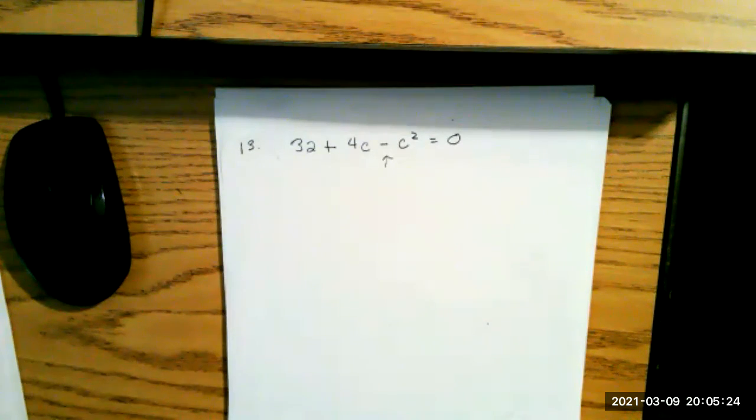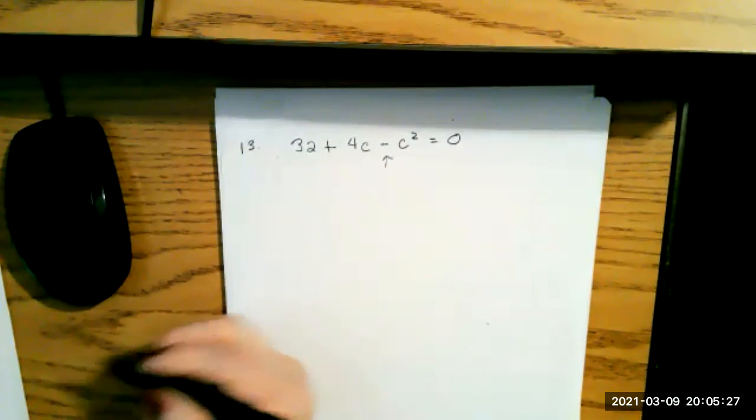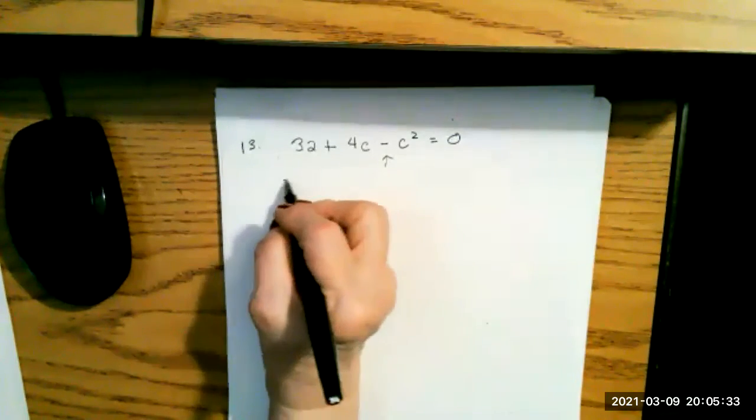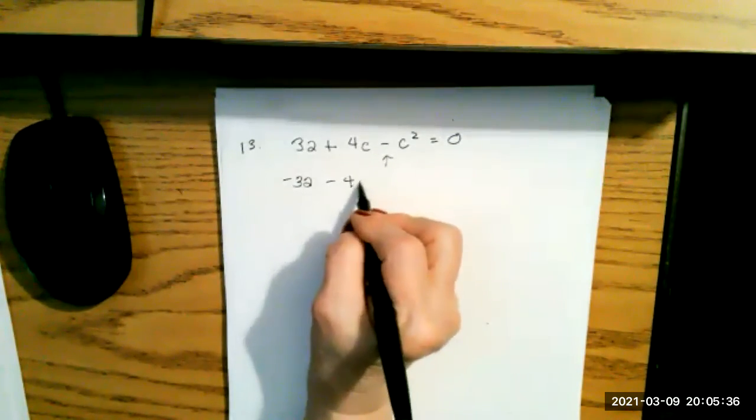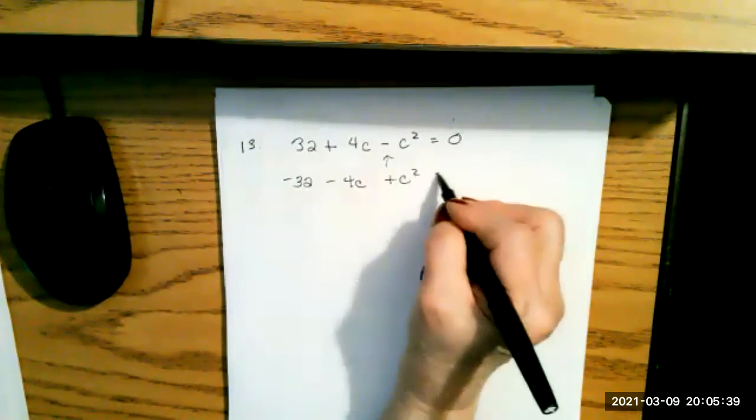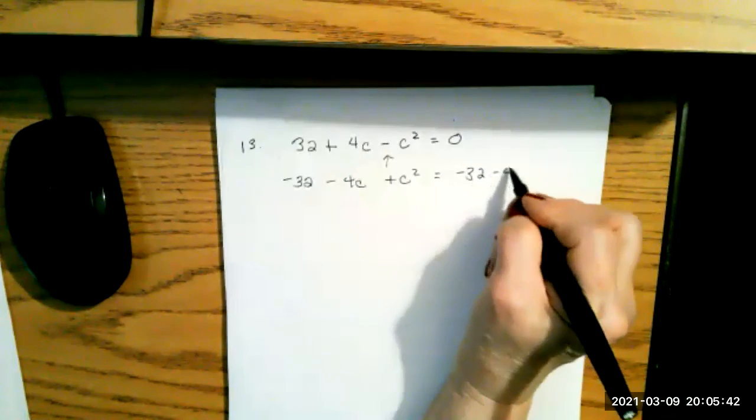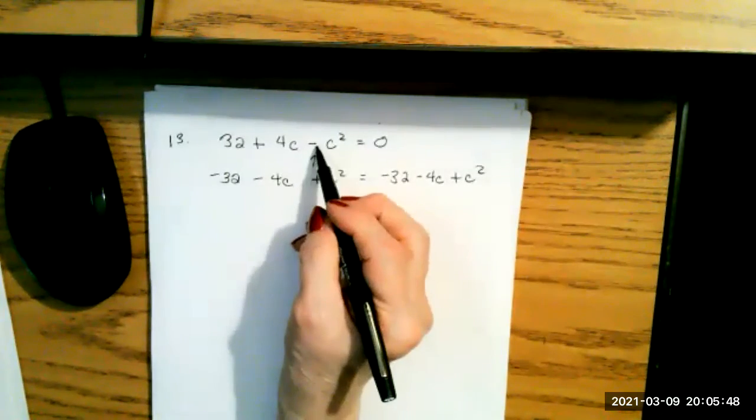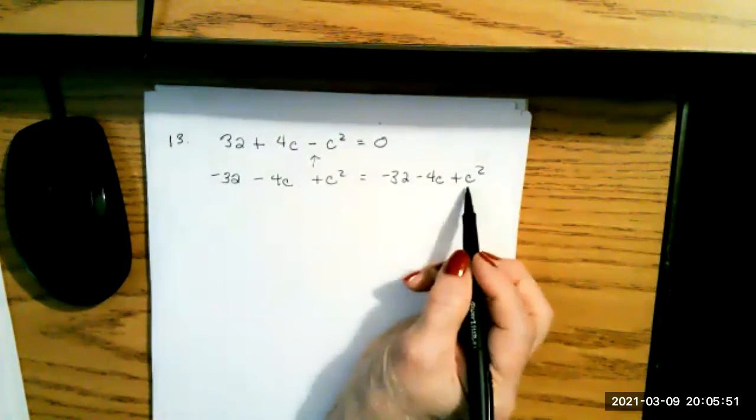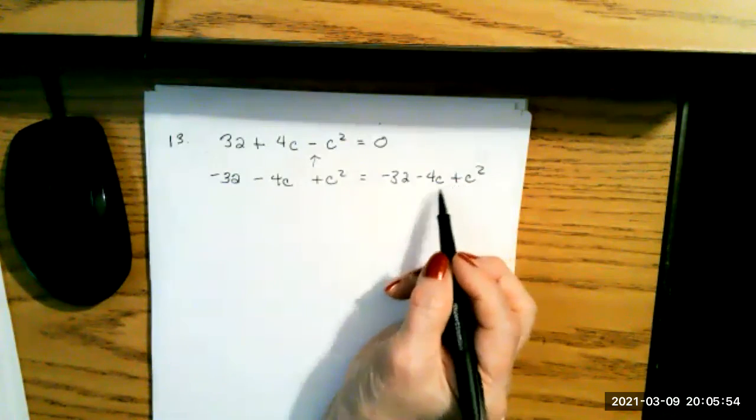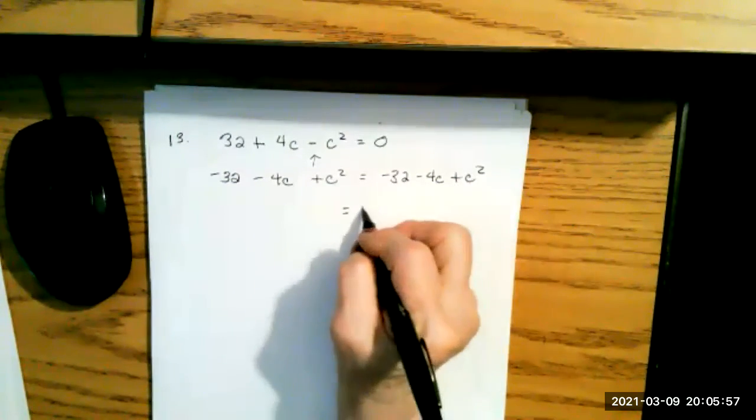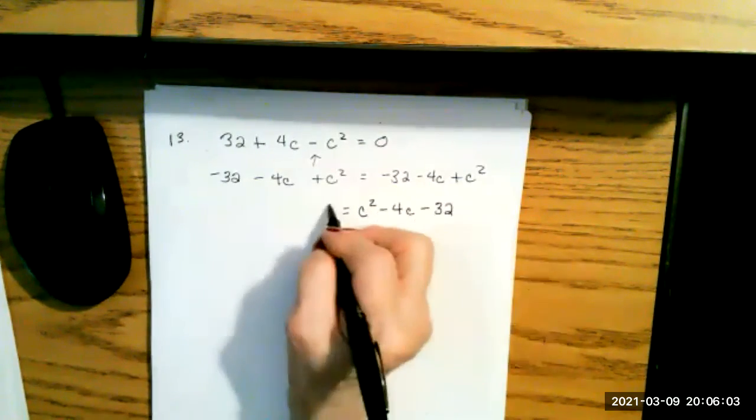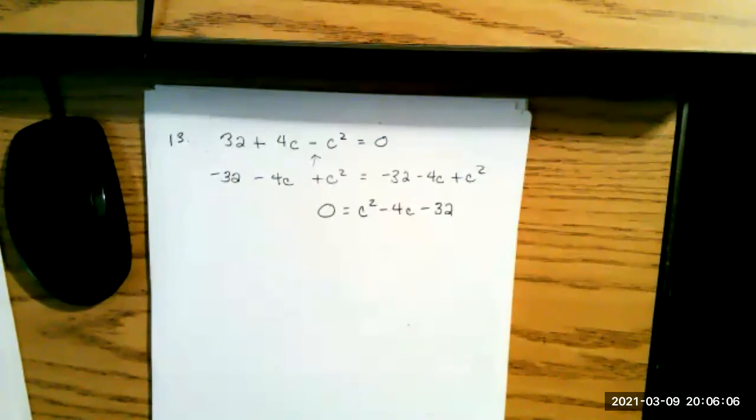So if I were you, I would just flip this whole thing by getting them all to the other side, and then your 0 will come over here. So subtract off your 32, subtract off your 4C, and add your C squared to both sides, and it will get rid of all this negative stuff over here for the C squared and make it a positive C squared. Now, you need to put it in the right order. So write your C squared first, and then minus 4C, and then minus 32 equal to 0. And now it's easier to factor.